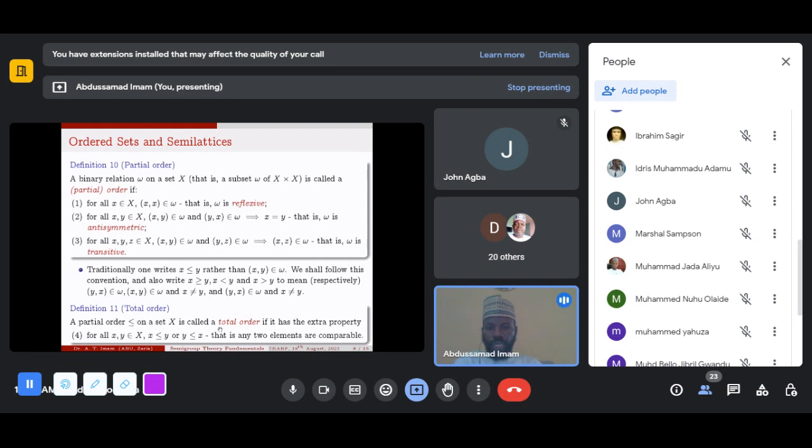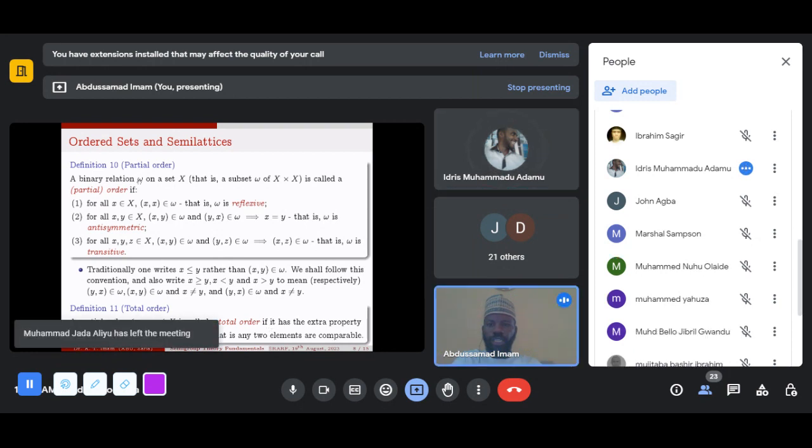So a partial order is called a total order if it has an extra property. You see, we have three properties for the partial order, but if it is to be a total order, you must have an additional fourth property: that for all x and y in X, x is less than or equal to y, or y is less than or equal to x. In other words, any two members of the set are comparable. Because under a partial order, if x is related to y, we say x and y are comparable. So therefore, given any two elements, they are always comparable.